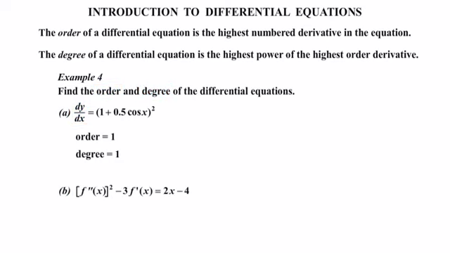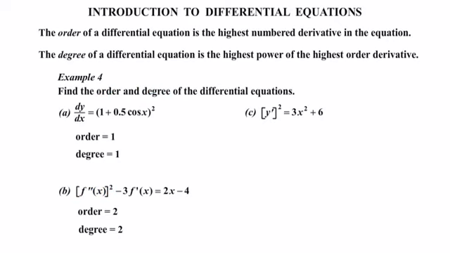Now in part B, our equation here is (f''(x)) all squared minus 3f'(x) is equal to 2x minus 4. So let's find our order first of all. Well, looking at any derivatives, we can see we've got a couple of them here, a first and a second derivative. Well, this one here, our second derivative, that's the highest numbered derivative. So second derivative means the order is 2. And then to find the degree of that, any powers attached to it, yes, we've got a power of 2 there, so the degree is equal to 2 as well.